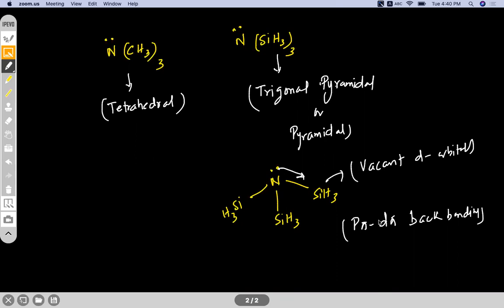No, it's not trigonal planar. It's like the three SiH3 groups present at the vertices of the triangle, and nitrogen is above it, right? Like this. Clear, understood.